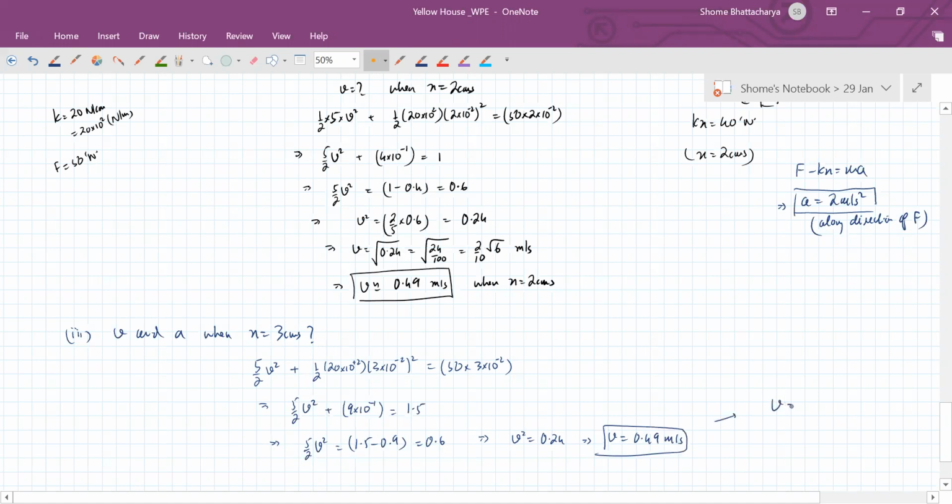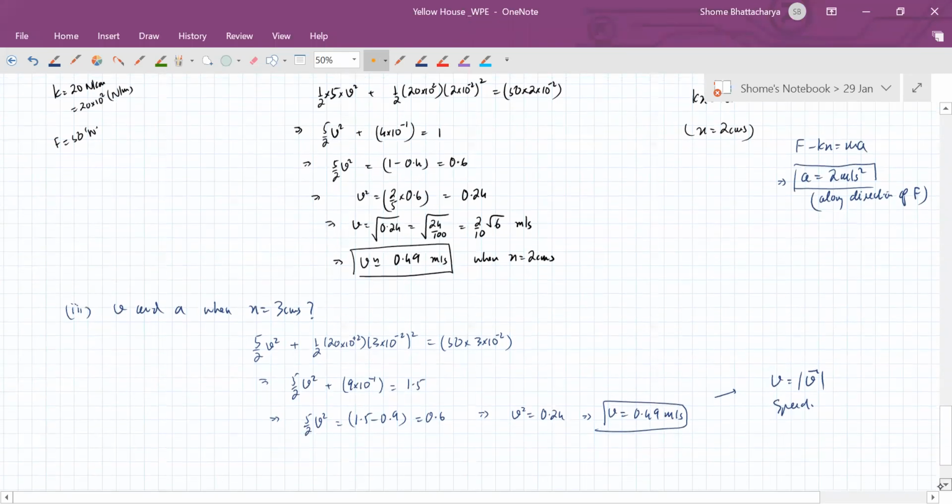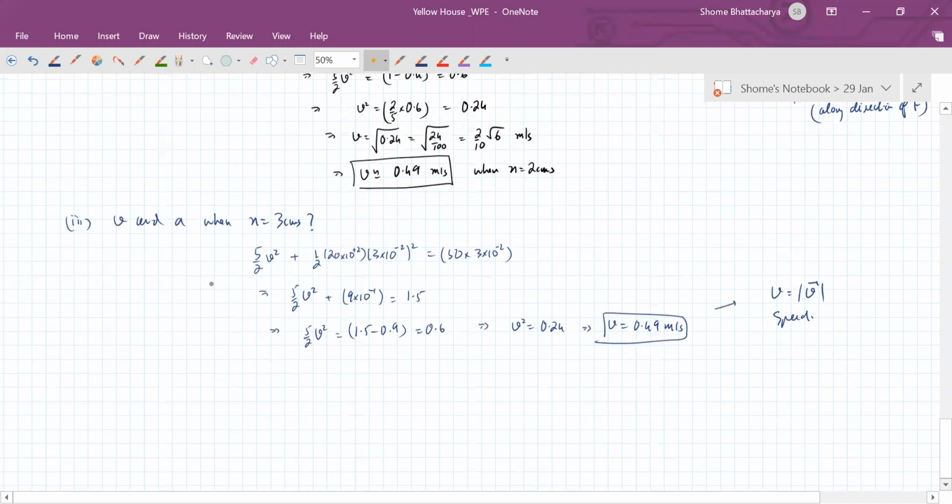See, understand here, v is the magnitude of a velocity. Okay, so we won't take plus minus. It's the speed now. So speed will be the same, which you are getting in 2 centimeters. So it's an interesting thing, and I'll tell you why that's happening later. Okay. But what about the acceleration?